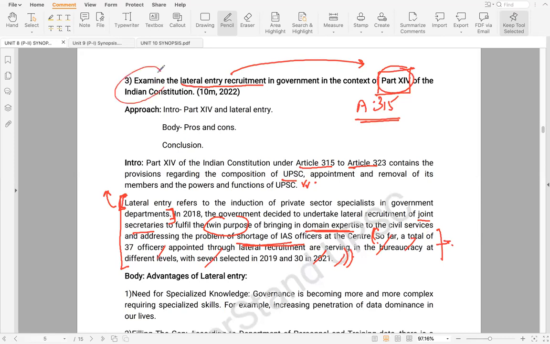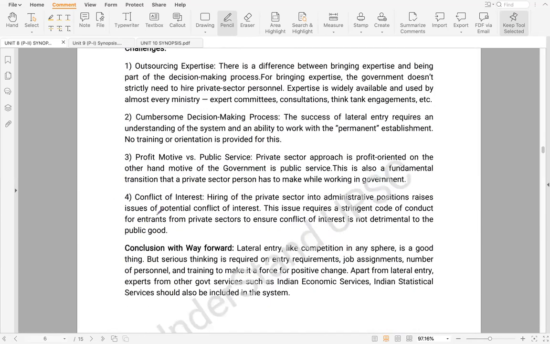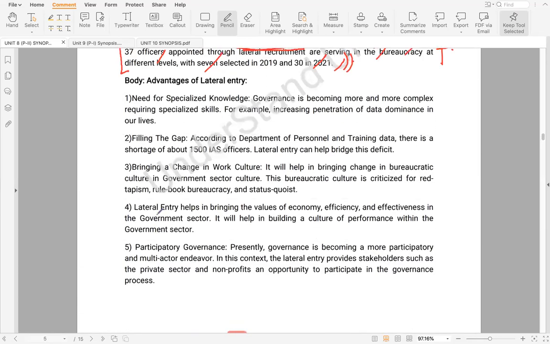Because you have to examine, we'll talk about the positives as well as the negatives. So we're talking about the advantages first, and then we'll talk about the challenges relating to that. Advantages of lateral entry: you get specialized knowledge and experience. Governance, as it's becoming more and more complex and challenging, requires specialized skills, for example, the increasing penetration of data dominance in our lives. This is just an example, right?